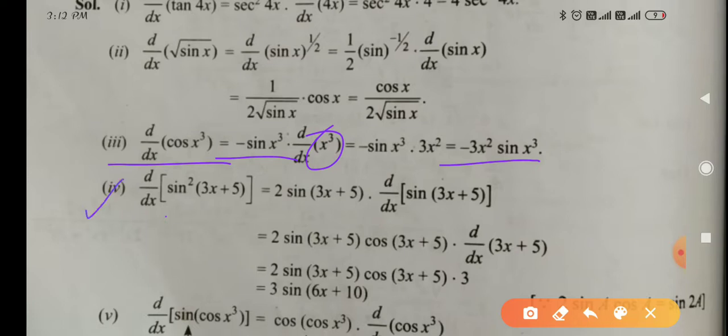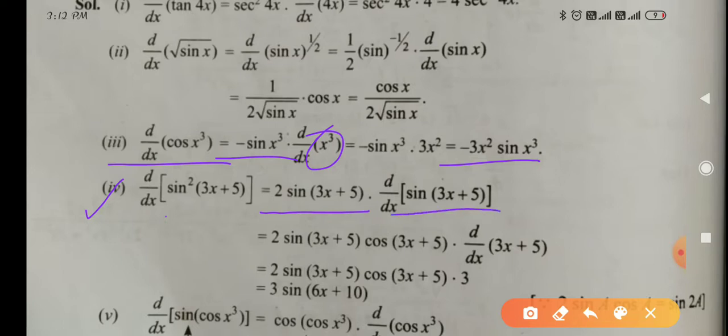In the same way, in the fourth part you can see d upon dx of sin square (3x plus 5). Sin square x means sin x whole square, and sin x you can take as x. So x square differentiation is 2x. So you can see here 2 sin (3x plus 5).